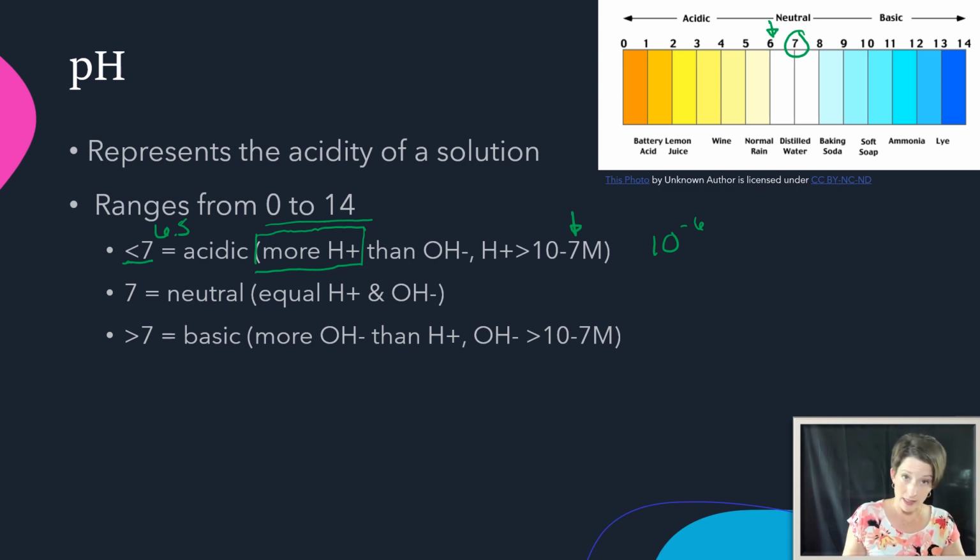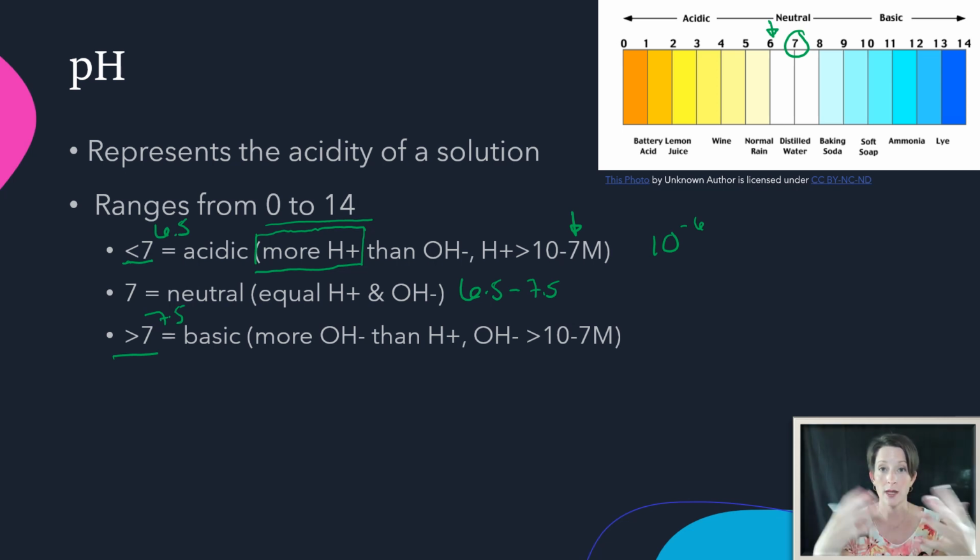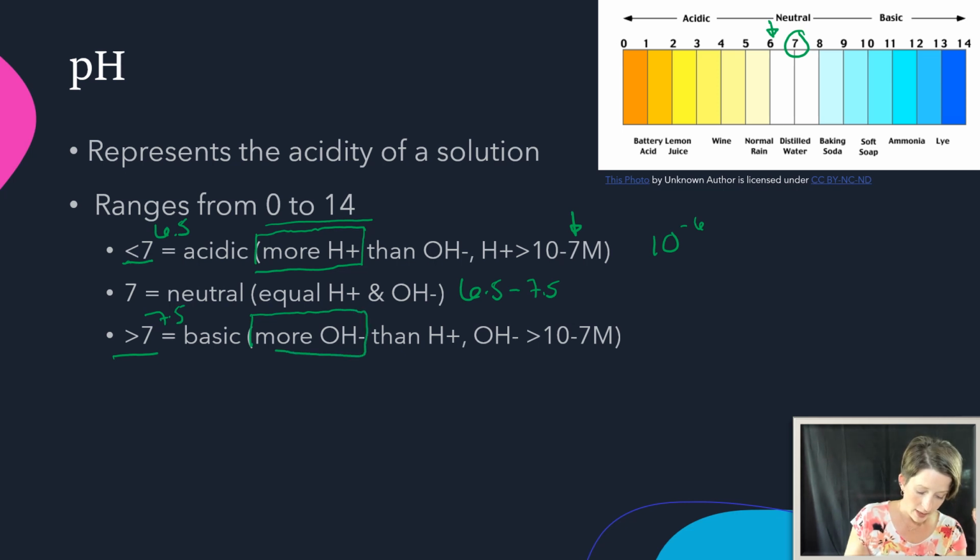For a basic solution, that is going to be a solution that has a pH greater than 7, and again about 7.5, because we like that neutral zone to be between 6.5 and 7.5 to allow for an interpretation or the lack of precision of our measuring devices. But if it's basic, we're going to have more OH ions than hydrogen ions. So that means that there's going to be less H+, more OH.